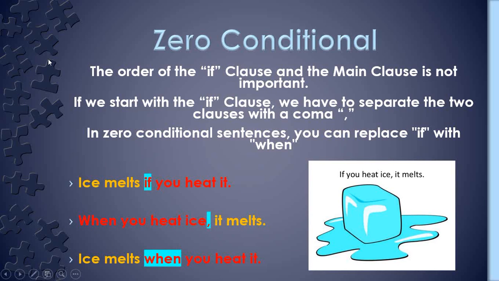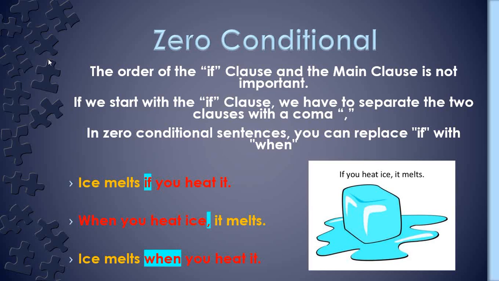Okay, the order of the if clause and the main clause is not important. We can put the main clause first and the if clause second, or we can put the if clause first and the main clause second. Now, if we start with the if clause, we have to separate the two clauses with a comma. In zero conditional sentences, you can replace if with the word when.